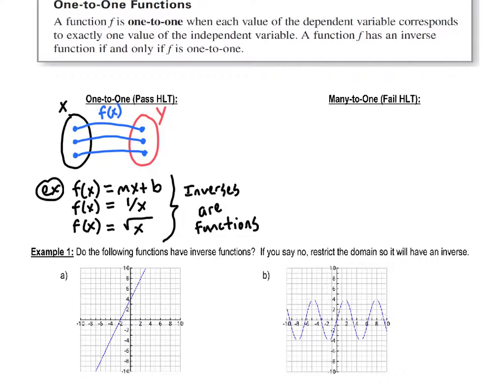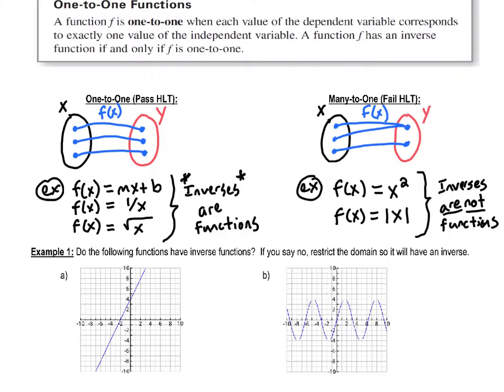Some examples of functions that are one-to-one would be the linear function, f of x equals mx plus b, the rational parent function, 1 over x, and the square root parent function, square root of x. Because all of these graphs would pass the horizontal line test, meaning they are one-to-one, their inverses will be functions.